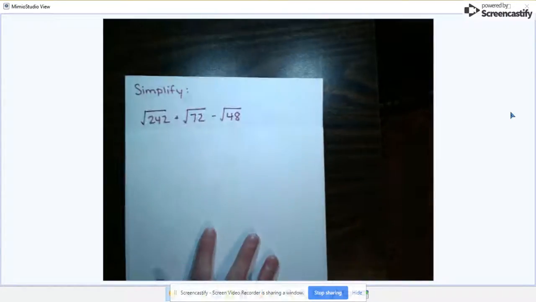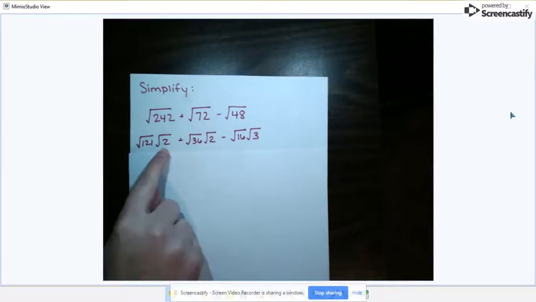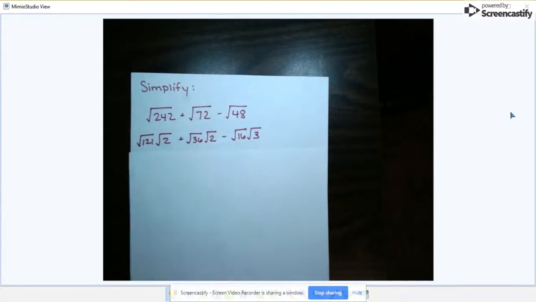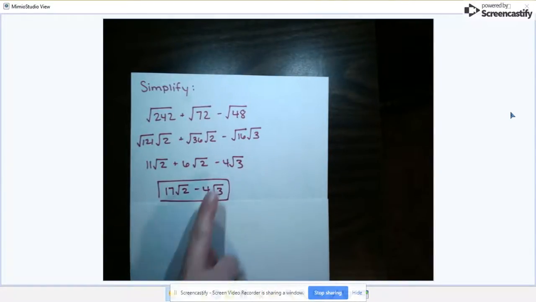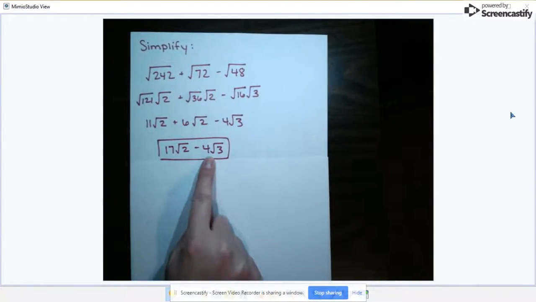So square root of 242 plus square root of 72 minus square root of 48. So break each of these down individually. They break down as such. 121 times 2 gives me 242. 36 and 2 equals 72. 16 and 3 is 48. Okay, that simplifies to 11 root 2. And then it simplifies to 6 root 2 and 4 root 3. And now you can combine like terms. So 11 root 2 plus 6 root 2 turns into a 17 root 2. Minus 4 root 3 doesn't have a common term or a like term, so it just attaches to the end.